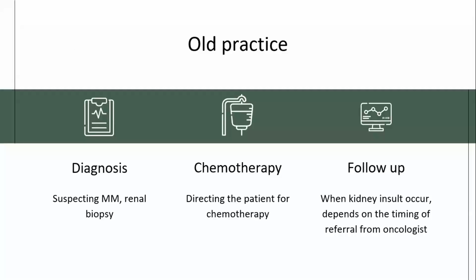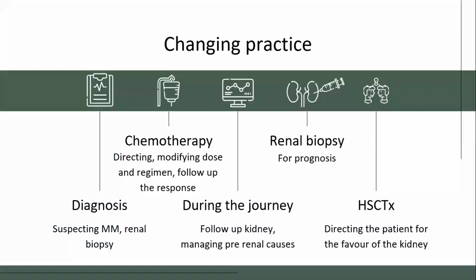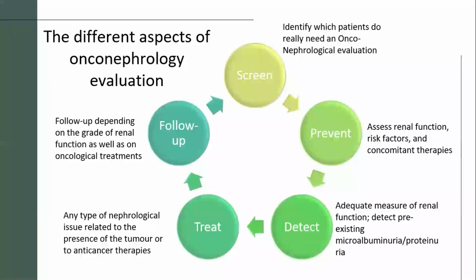It's time to change practice, from the old practice where the nephrologist can suspect multiple myeloma, do a renal biopsy and direct the patient for chemotherapy, and follow up the kidney when the insult occurs, depending on the timing of referral from the oncologist, to a practice where the nephrologist can suspect multiple myeloma, do a renal biopsy to diagnose, direct the patient for chemotherapy, modifying the dose and the regimen, follow up the response, follow up the kidney, manage kidney impairment due to other causes, do a renal biopsy for prognosis, and direct the patient for bone marrow transplantation for the favor of the kidney.